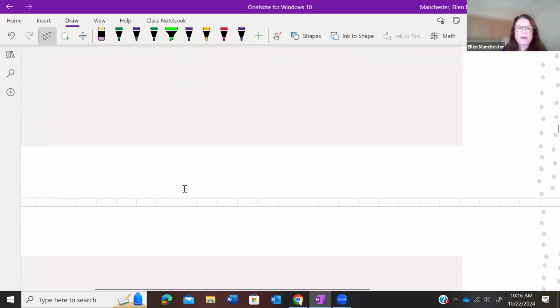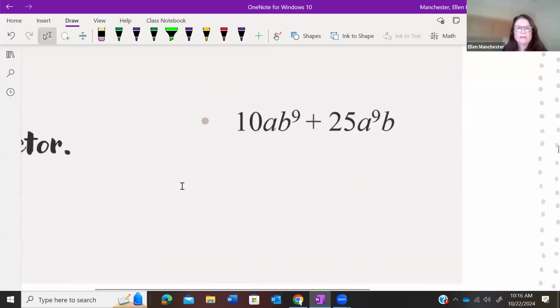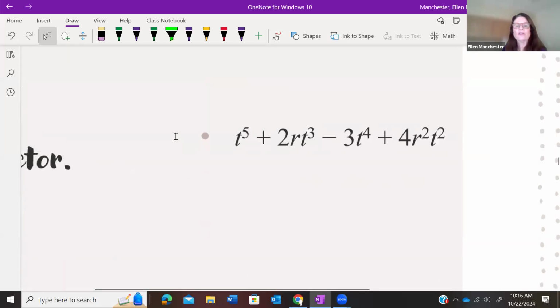All right, so let's try one. Here's your 4 terms: 1, 2, 3, 4. That automatically tells you you're going to do factor by grouping. What you're going to do is group the first 2, and then group the second 2.